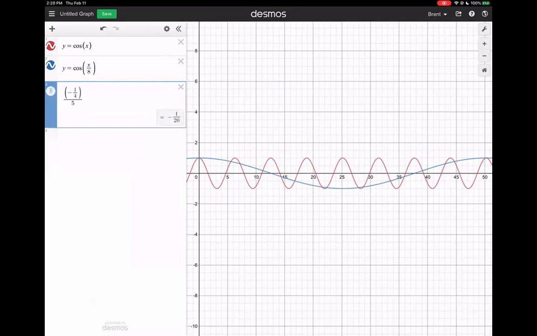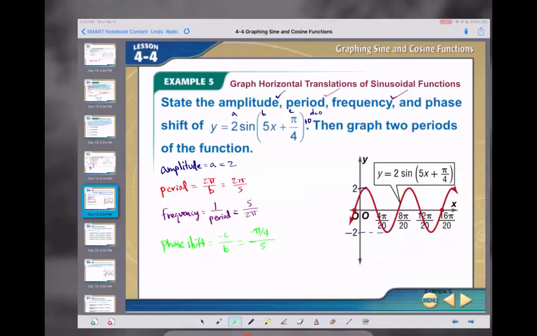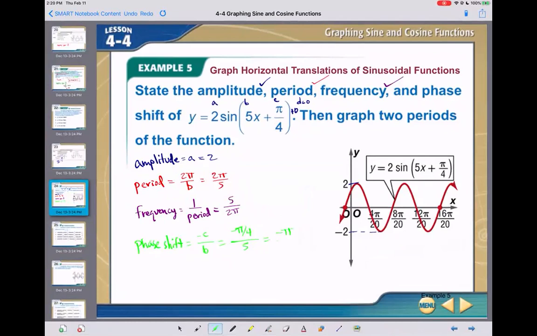So now I'll include the pi. It'll be negative 1 pi over 20. Negative pi over 20. That's my phase shift. And so that's the graph. Sine is supposed to go through the origin, so originally it would go through 0, 0. As you can see, this has been shifted a little bit left because of the phase shift.